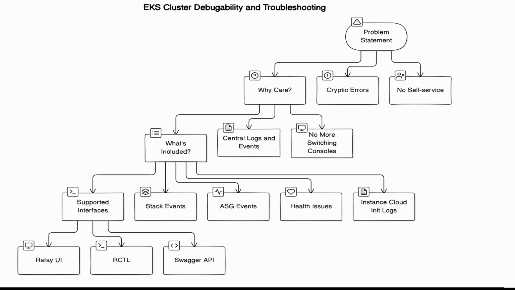Now what is included? When failures happen, we make sure that all the stack events from AWS are propagated and shown on our platform. All the ASG events are propagated back if it's an ASG related issue. All the health issues, and suppose your add-on creation fails for any reason, we make sure we bubble it up to our interface. And if the node group failed for any reason, we make sure we propagate all the system logs to our platform so that users can debug in a better way, and they don't have to go to different consoles to find out a problem.